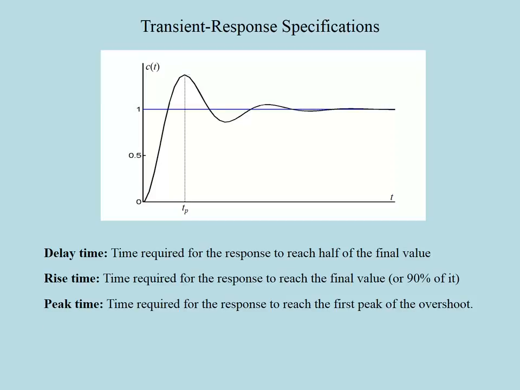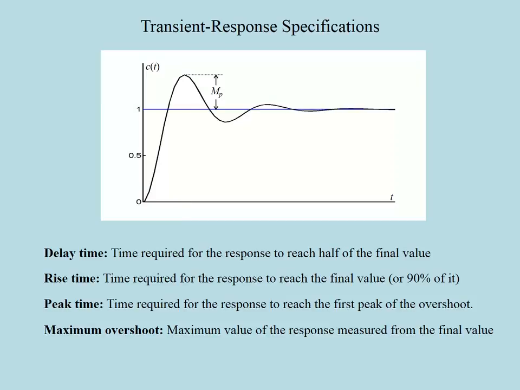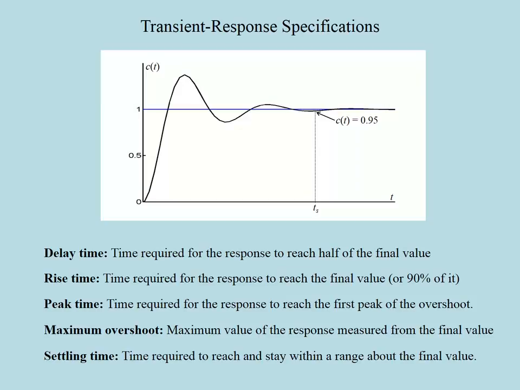Of course, peak time is applicable only if the output exhibits oscillations. Also, you can give the maximum overshoot, the maximum value of the response measured from the final value. Maximum overshoot can be specified as an absolute value or as a percentage with respect to the final value. Lastly, you can also use settling time. Settling time is the time required to reach and stay within a range about the final value. Typically, this range is either 2% or 5%.